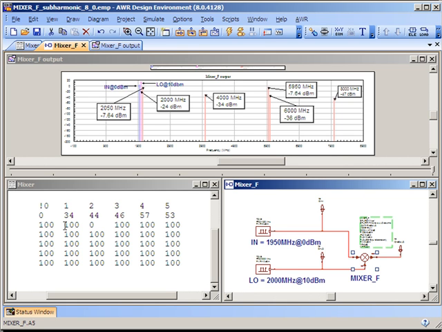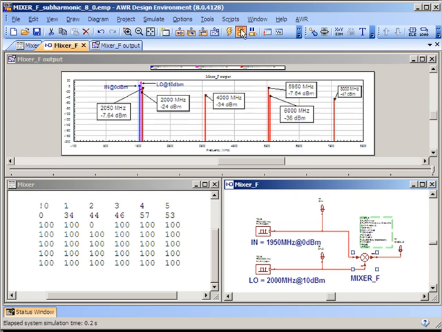The 100 value in essence suppresses the 50 megahertz and 3950 megahertz tones, while the zero value creates a tone at 2050 megahertz and 5950 megahertz with values of approximately minus 7.6 dB. The first row of the table indicates how far down the harmonics of the LO will be from the LO power.